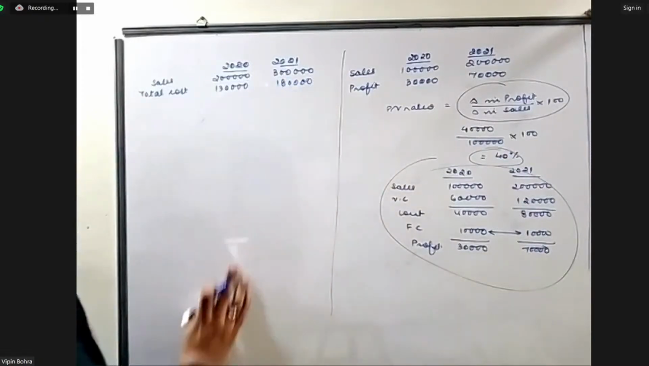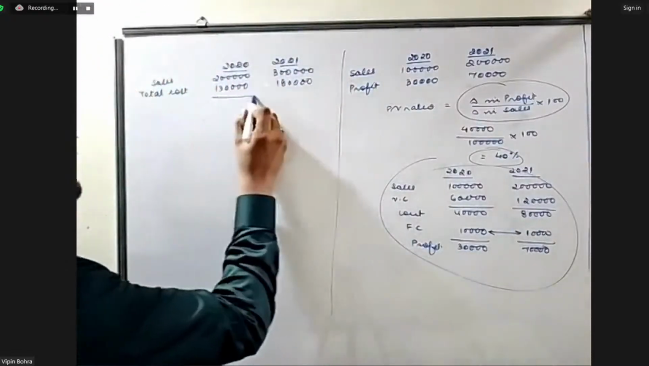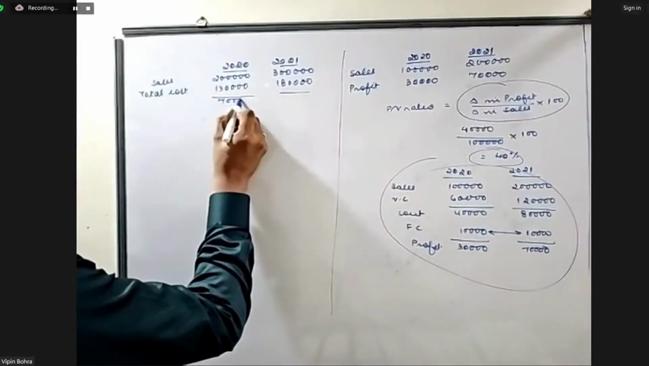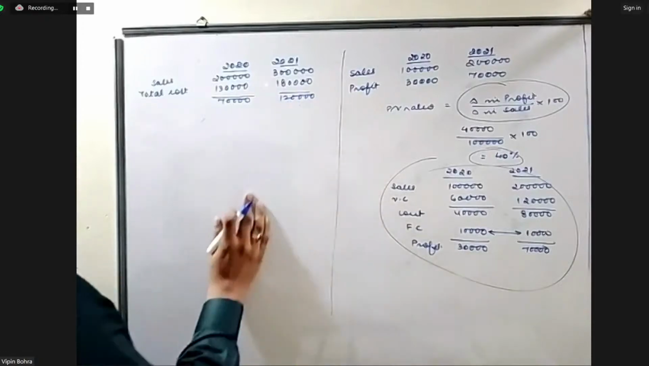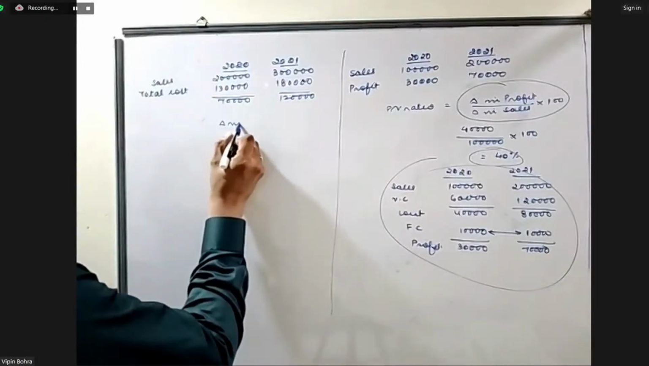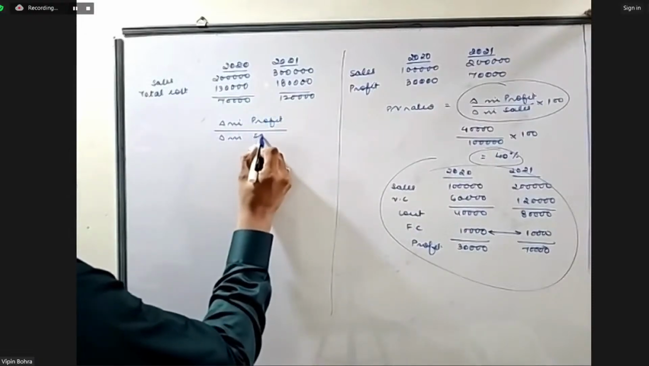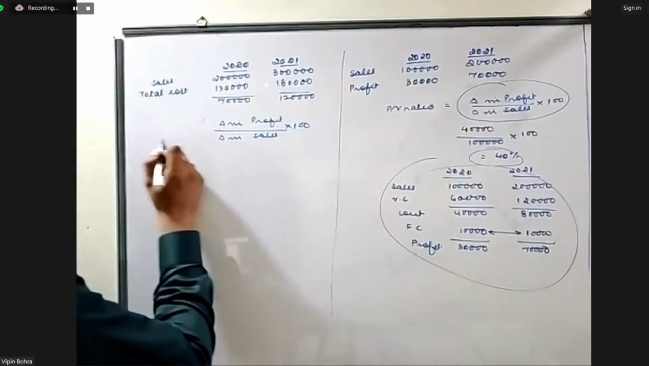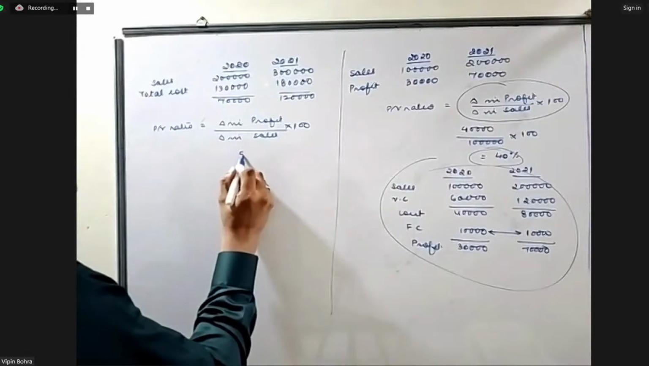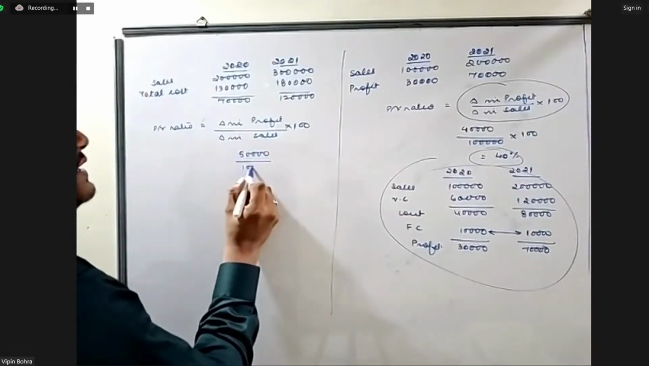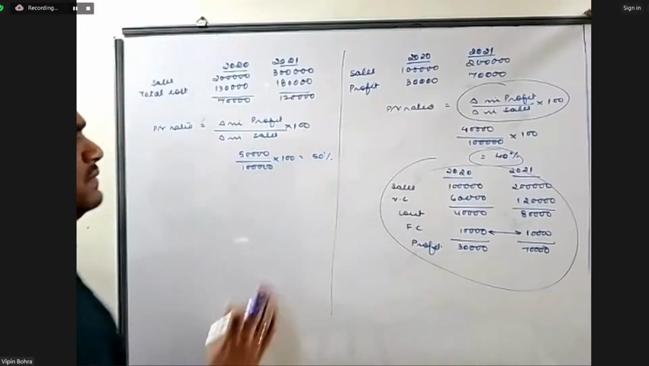1,80,000. So here the sales and the total cost are given, so we can easily calculate the profit, wherein my profit here will be 70,000 and here it will be 1,20,000. So again, the change in profit is 50,000 divided by the change in sales, which is 1 lakh, into 100. So this will be 50%.